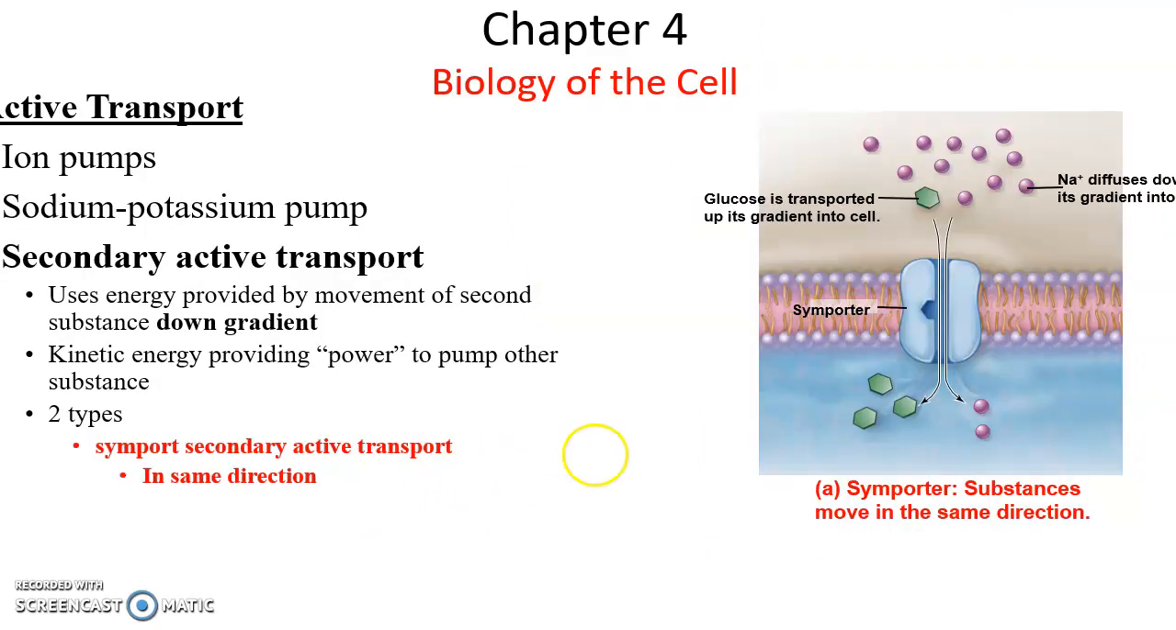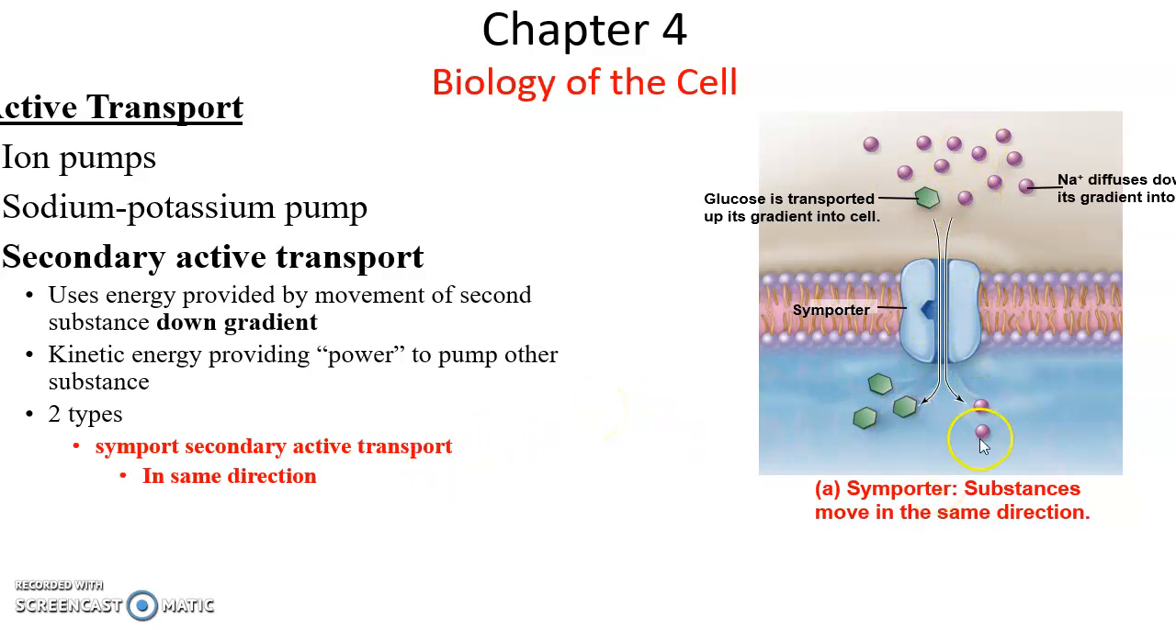Then there's secondary active transport. This is where the protein is using the energy caused by something moving down its gradient to allow something else to move against its gradient. So for instance, we know there's lots of sodium outside of cells, less sodium inside. So this secondary active transport allows sodium to go from high concentration to low. It can also use that energy to allow glucose to move into the cell, going from low concentration to high because we want to hoard the valuable nutrient glucose.